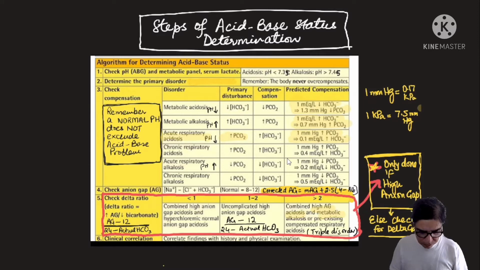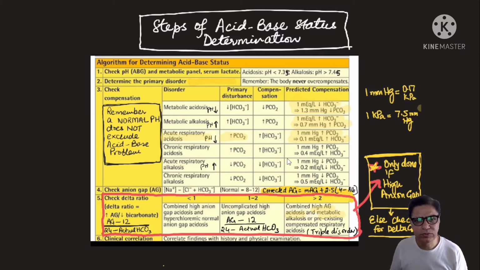So once you have done these things, you have looked for compensation. Then also look for anion gap, because in cases of acidosis, you need to see whether there is a high anion gap acidosis or a normal anion gap. So anion gap is very simple to calculate. You take the sodium value and you subtract the bicarbonate and the chloride values from it, and you get the anion gap.